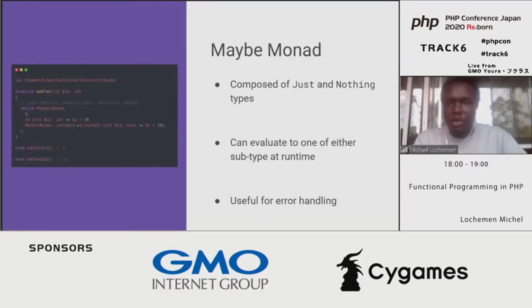So let's start with the Maybe monad. You have these two subtypes inside of it: Just and Nothing. Just is where you'd put the value you want to mutate, the value you want to change. And then Nothing is really a unit type. Unit type is null. So Nothing is really just nothing, right?